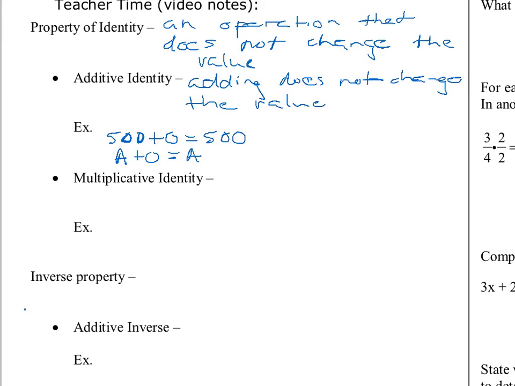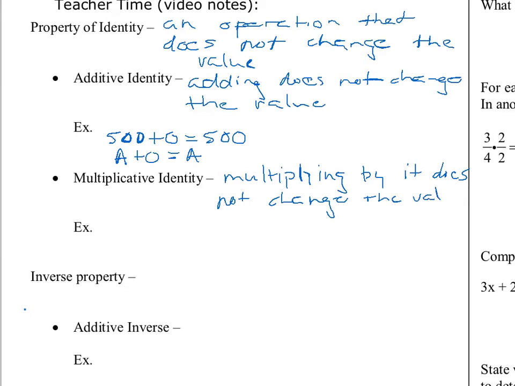Multiplicative identity. Bijan. I believe times 1. I'm not looking for an example. I'm looking for a definition first. Evelyn. Multiplying by 1. What happens when we multiply by 1? Yeah, it does not change the value. Perfect. An example, please.